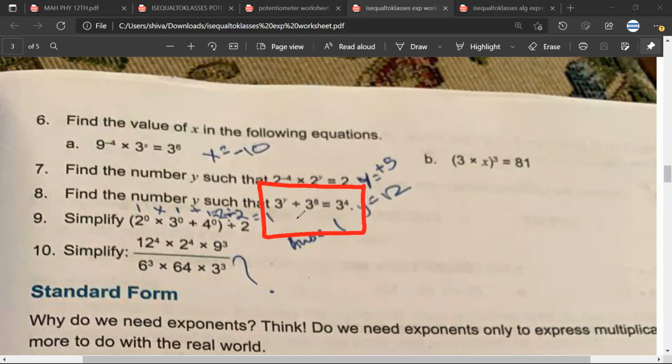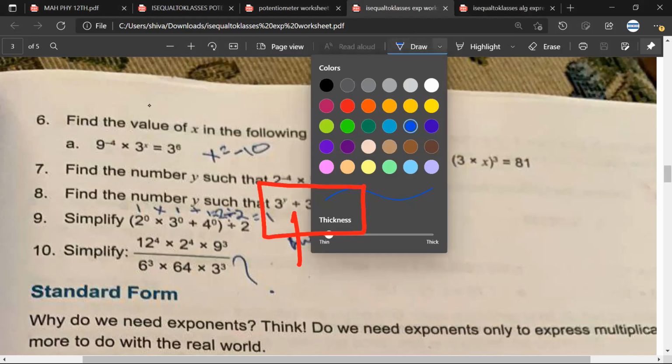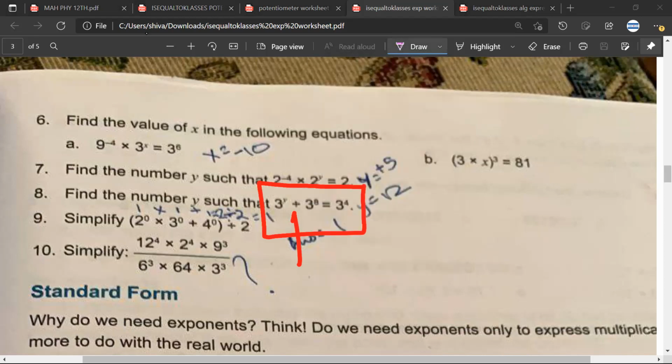Sarthak, can you check your book? Is it a divide? Can you check? I think it should be a divide. So just a second. Yes, sir, it's a divide.